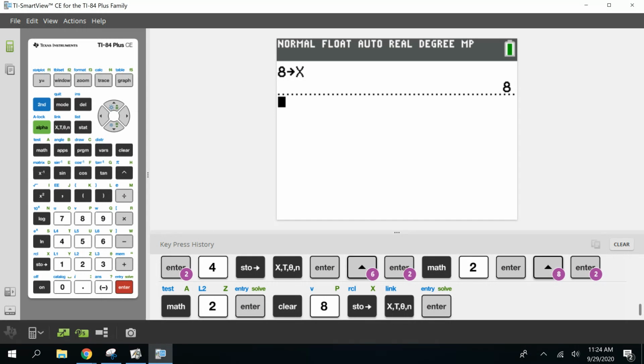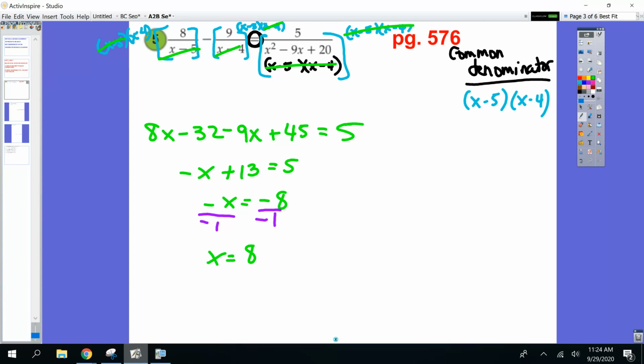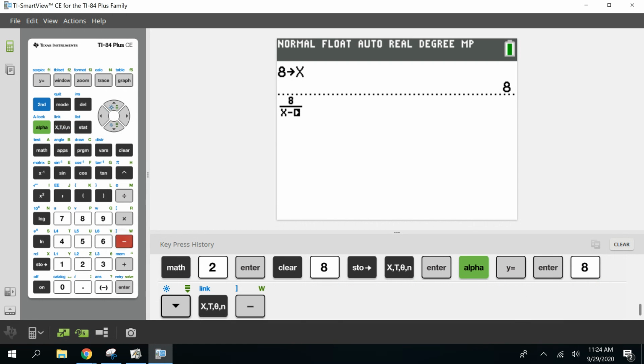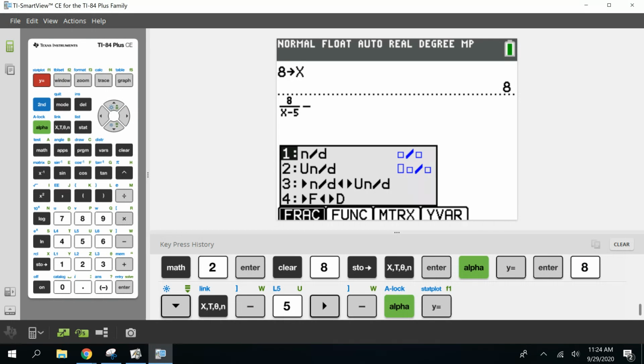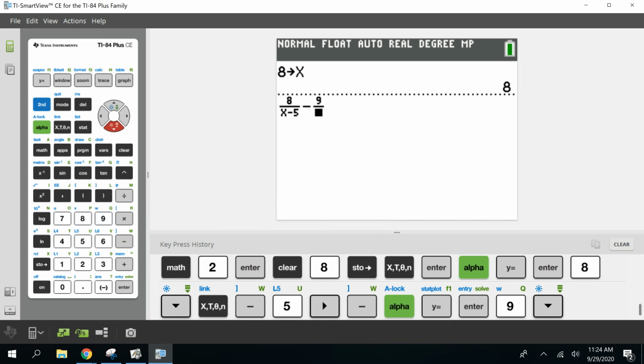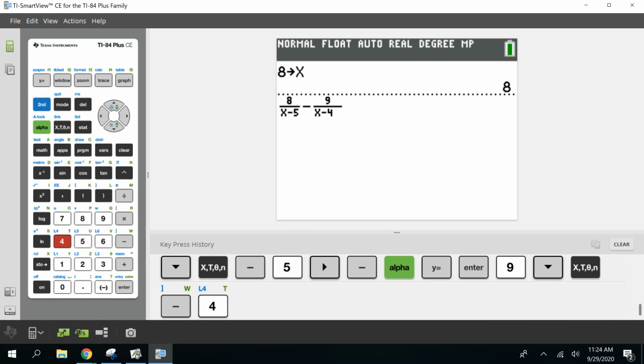Go back to the original problem. When you had a blank piece of paper in front of you, the original problem, type in the left side. 8 over x minus 5. So get a fraction template out. 8 over x minus 5 minus second fraction, 9 over x minus 4. See what it's equal to. So it's equal to 5/12, which doesn't mean anything yet.